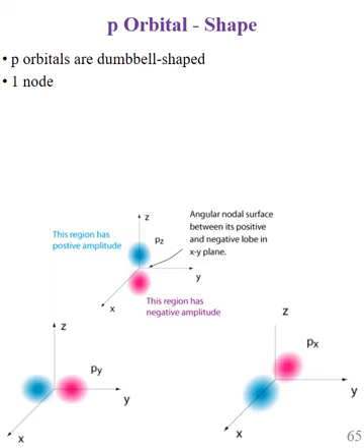The node is going to be right in between. Remember, the node is where an electron will not be found. No electrons will be found in that region. Okay, if I looked at the py orbital, where would the node be? Right in the middle there. And then if I looked at the px orbital, where would the node be? Kind of right in the middle again.